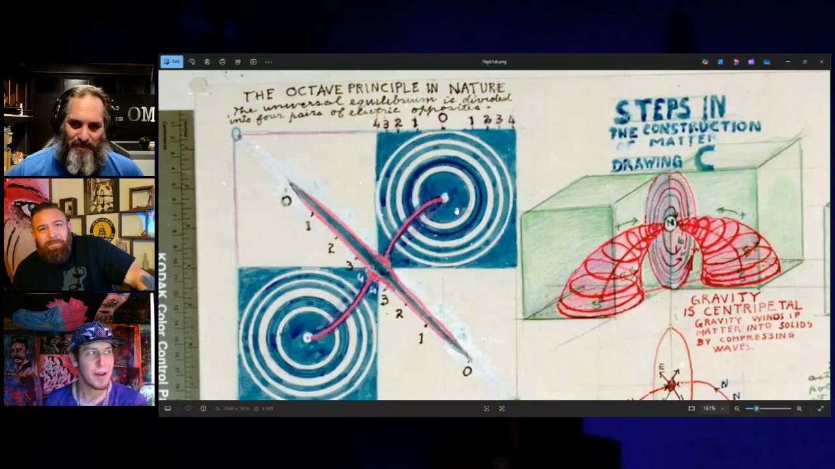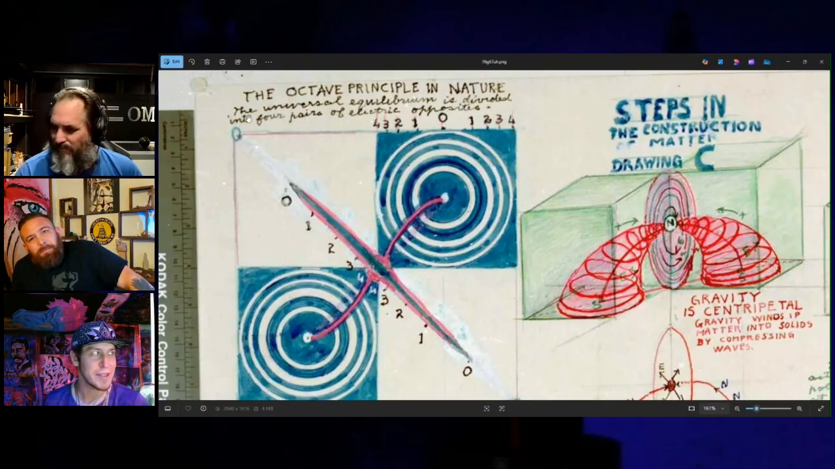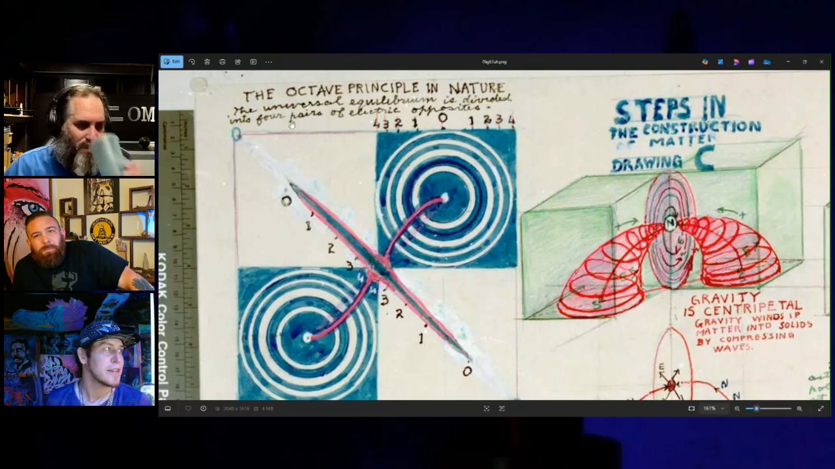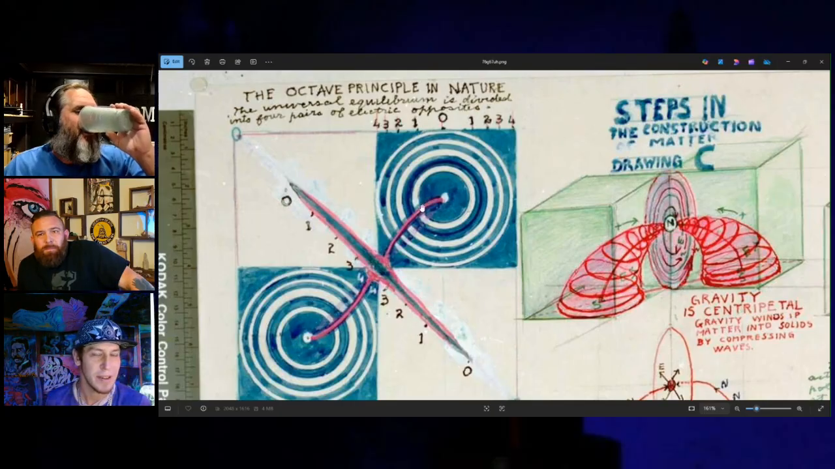So there you go. Right, well, what's cathode, anode, and the in between, and that's your two octave ratios and the octave principle in nature. The universal equilibrium is divided into four pairs of electric opposition.